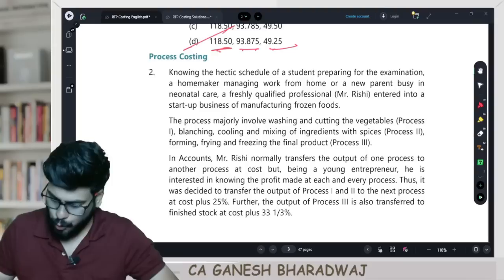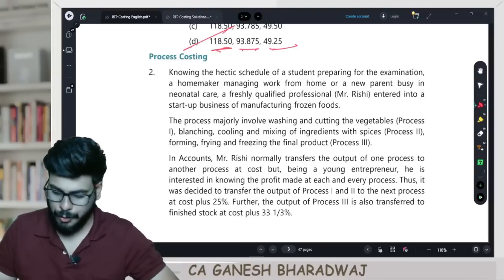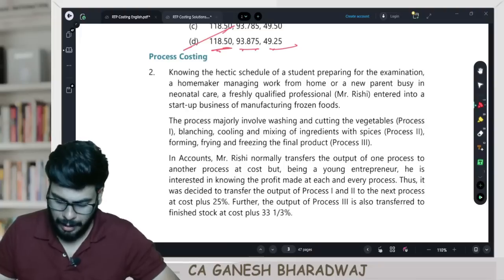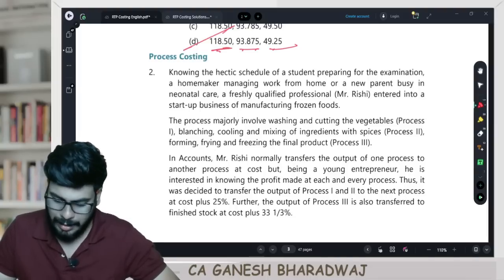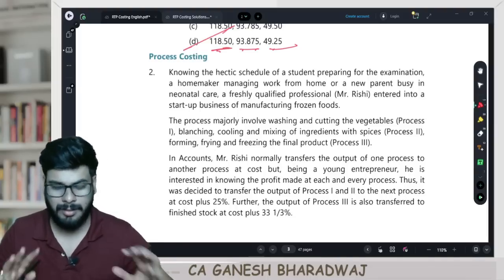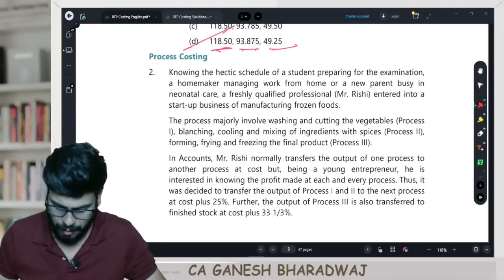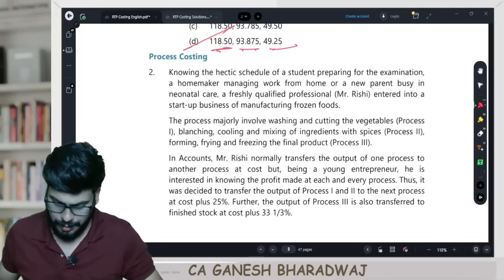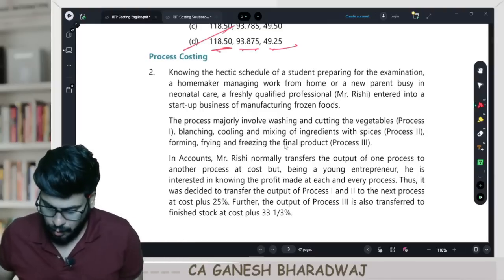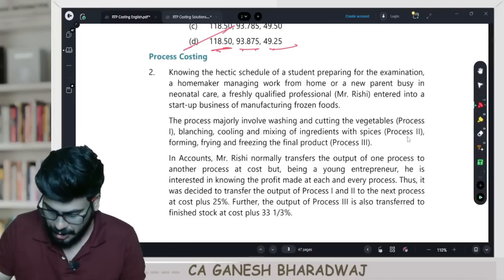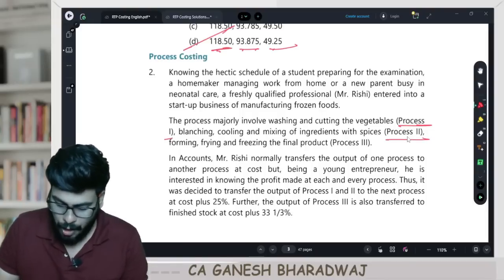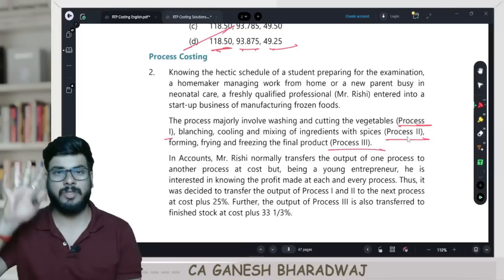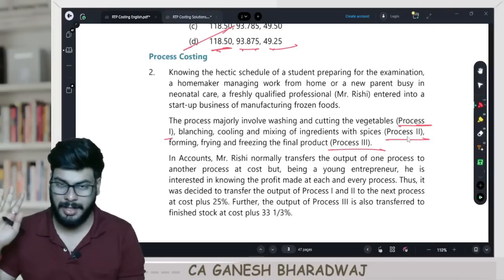Now, question number 2. Knowing the hectic schedule of a student preparing for the exam, a homemaker managing work from home, or a new parent busy in some care, a freshly qualified professional, Mr. Rishi, entered into a startup business of manufacturing frozen food. Fine, they are giving some context. The story is basically not required, but nevertheless, let's quickly glance through this. The process majorly involves washing and cutting the vegetables, which is process 1; blanching, cooling, and mixing of ingredients with spices, which is process number 2; and foaming, frying, and freezing the final products, process number 3. Basically, this is about some process costing, right?